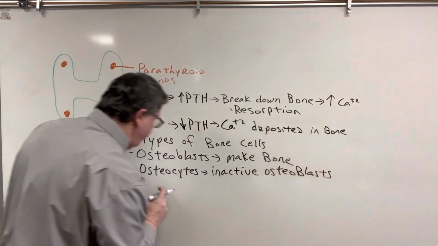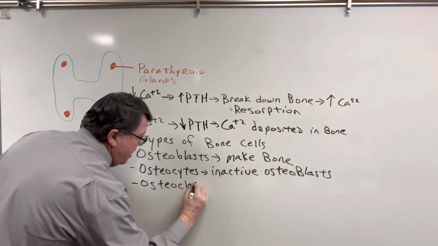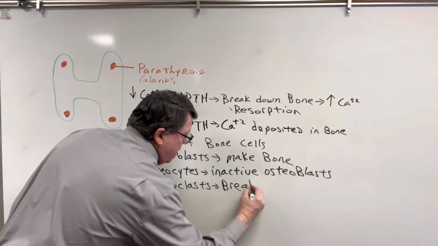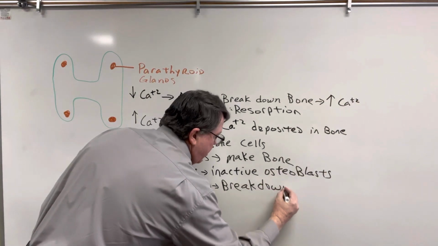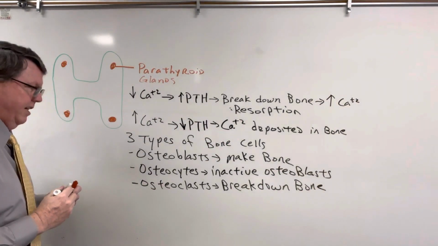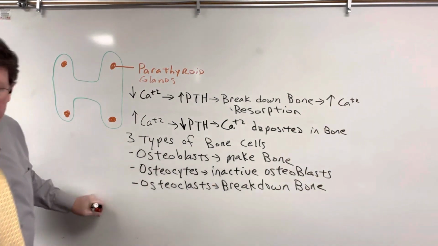Okay, and then the last one that we're going to have is called osteoclast. And osteoclasts are going to break down the bone. These are actually going to be doing the resorption. So that's our osteoclast, okay? Now we're going to look at how this is going to work. So let's erase this real quick.